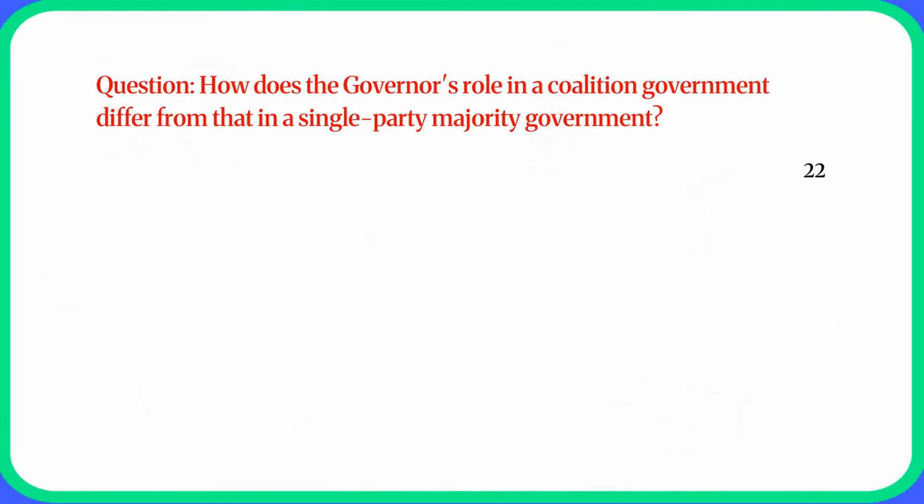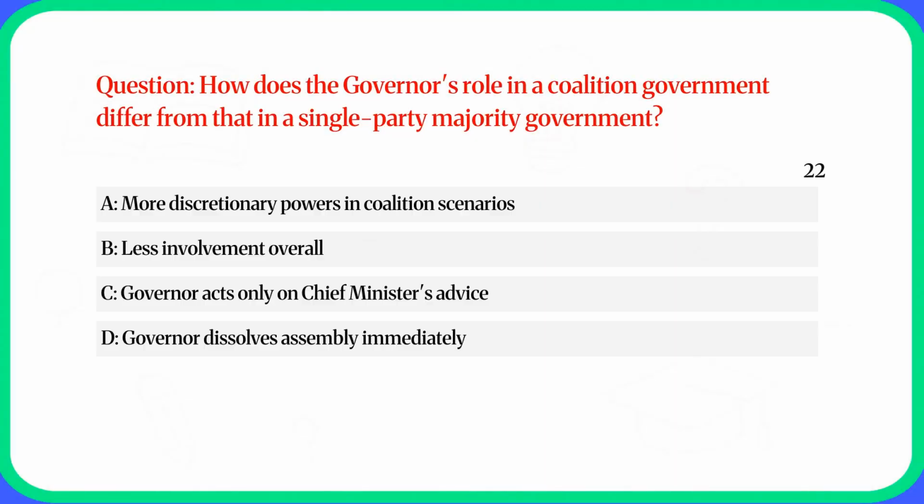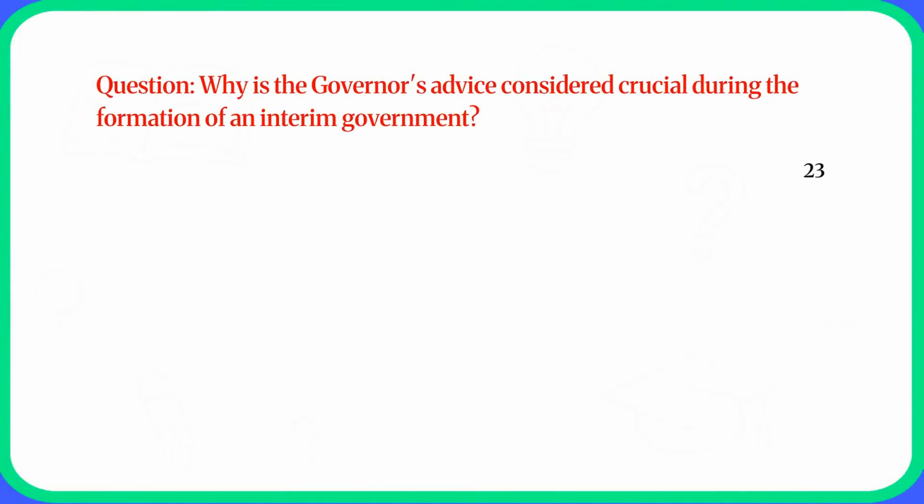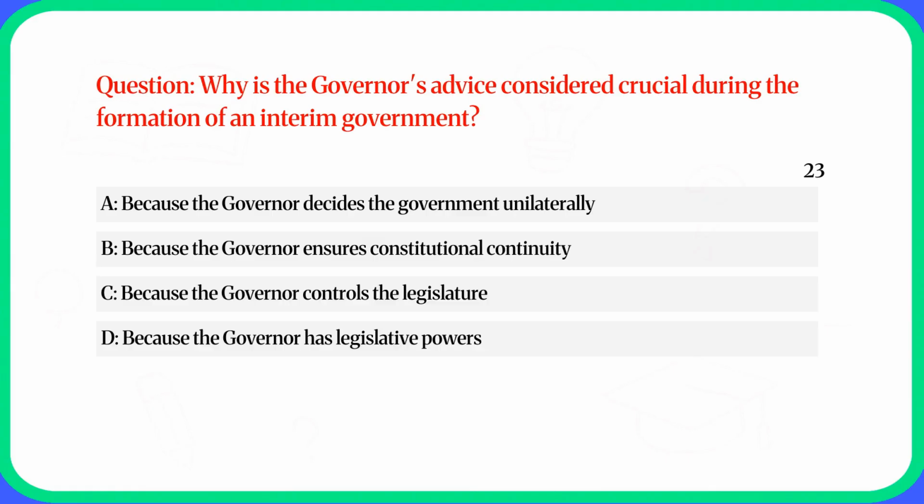Question. How does the governor's role in a coalition government differ from that in a single-party majority government? Answer A. More discretionary powers in coalition scenarios. Question. Why is the governor's advice considered crucial during the formation of an interim government? Answer B. Because the governor ensures constitutional continuity.